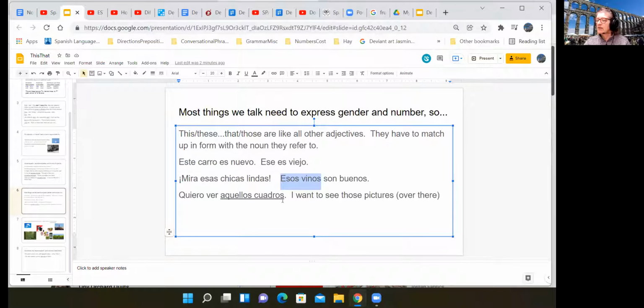Okay, we've got some examples with aquel, that family. Quiero ver aquellos cuadros. I want to see those pictures. If I am talking about those pictures, they're not near me and they're not near you or anybody sitting next to me. With that, I'm probably going to use aquellos cuadros, those pictures, because they're farther off. A ver, okay. I want to see those pictures over there.